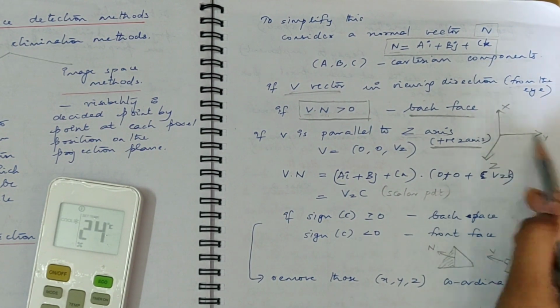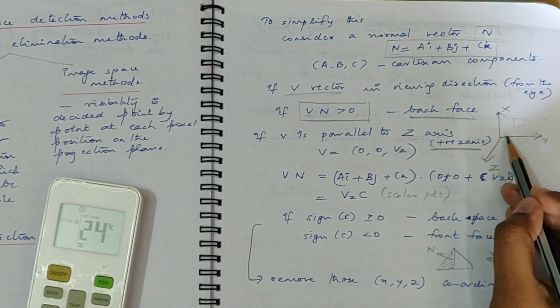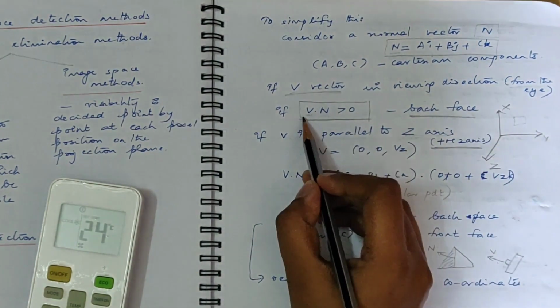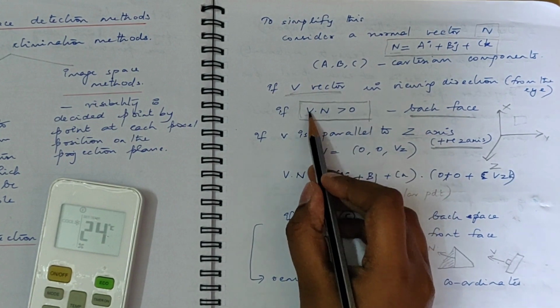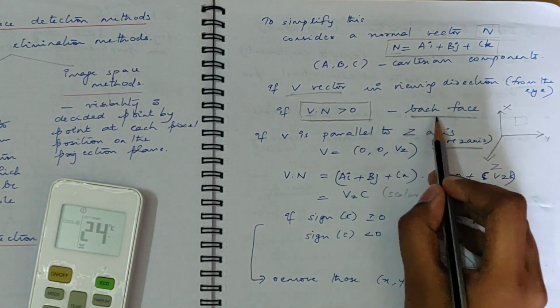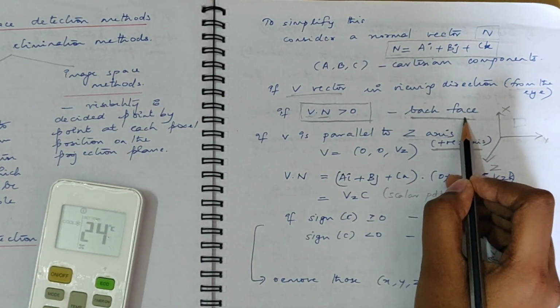So this is a Cartesian coordinate system, x, y, z. You have some object here, and you are viewing along the positive z-axis. When you are viewing along the positive z-axis, this equation must hold: if V dot n is greater than 0, then you say that the surface you have determined is a back face.